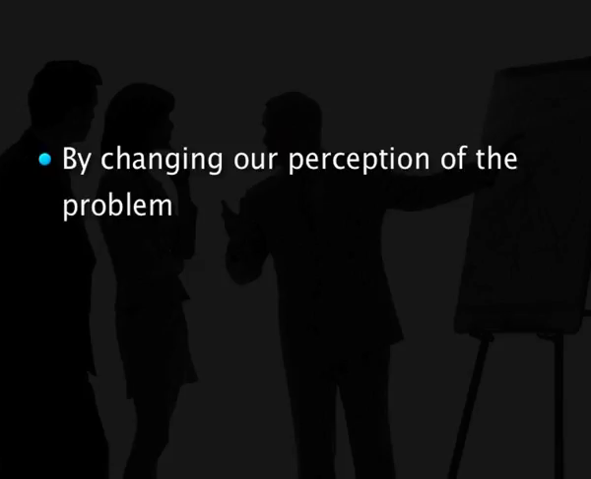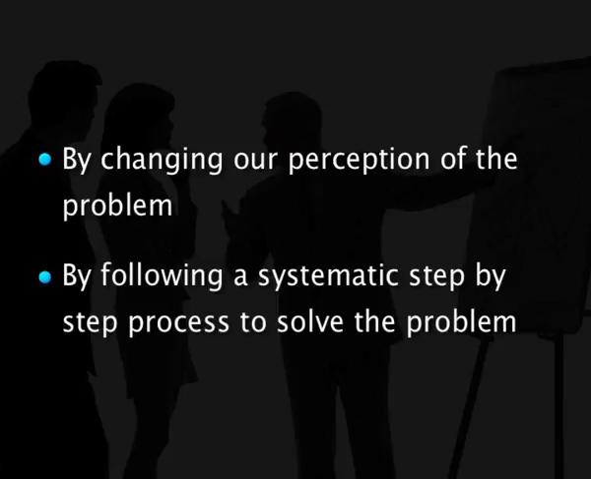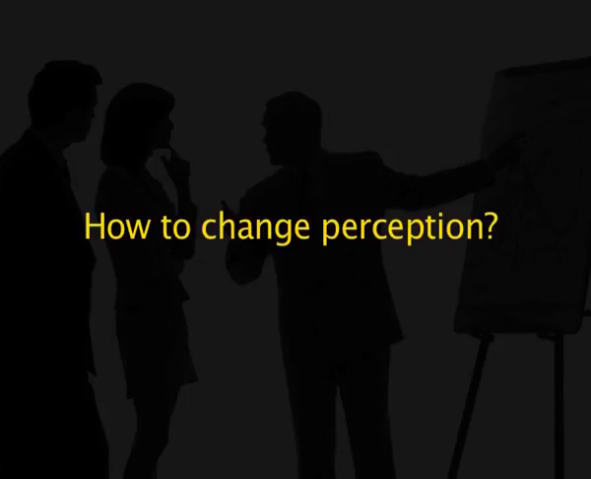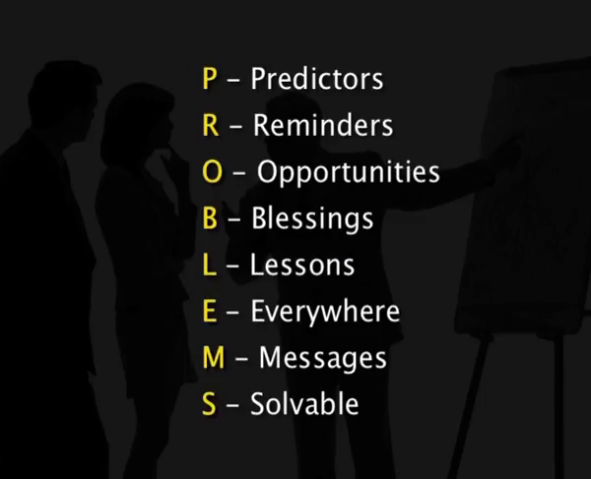We can restore the balance and solve problems in two ways: first, by changing our perception of the problem. Second, by following a systematic step-by-step process to solve the problem. How to change perception? If we think of the problem as an acronym, then P in problem stands for predictors. That is, they help to mold our future. R, reminders. We are not self-sufficient. We need God and others to help us.